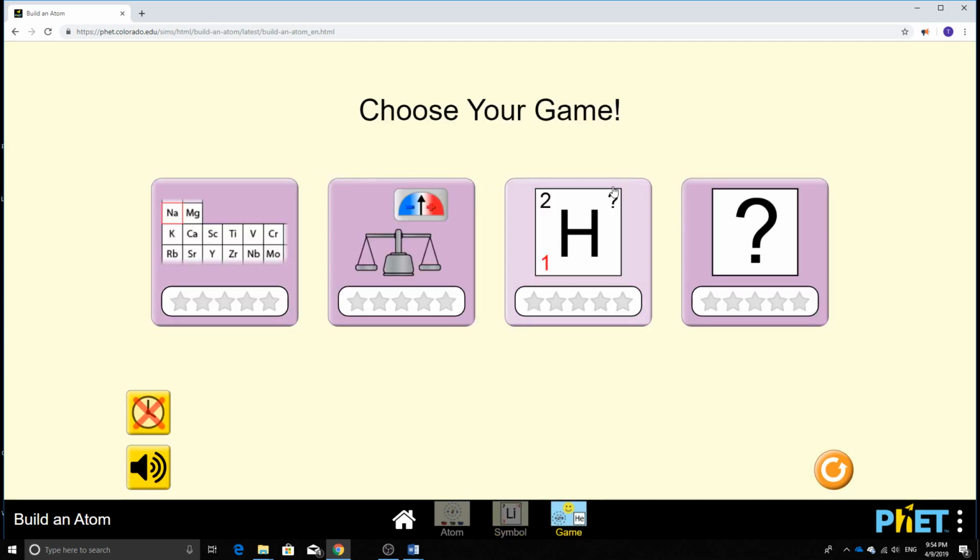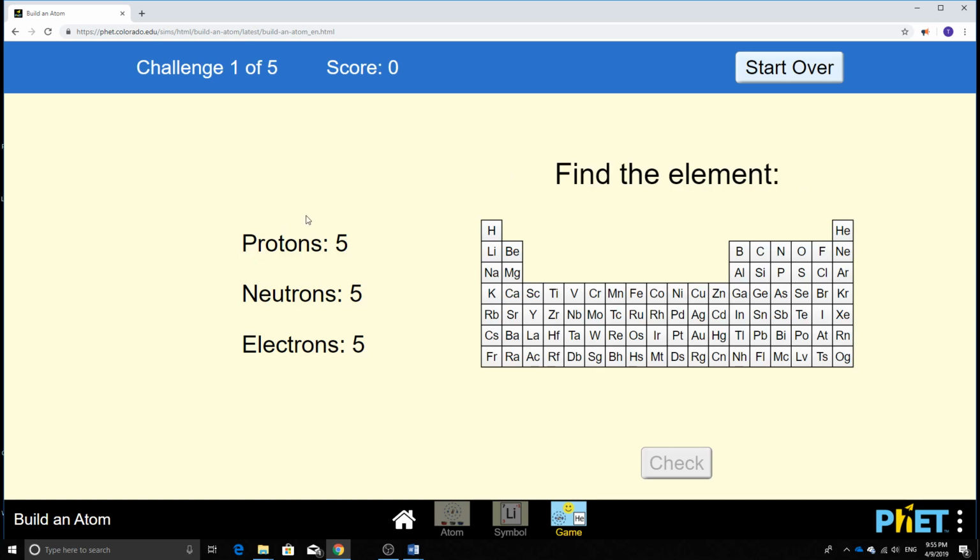And then let me show you. I won't go through all of them, but try all of them. They're actually pretty good. It's a very good way of practicing this. So here it says, okay, find the element. This is the description. It's got 5 protons, 5 neutrons, 5 electrons. But really, I don't need this info. I just need to know the number of protons. It's 5. So let's count. 1, 2, 3, 4, 5. Must be this element that it's asking about.